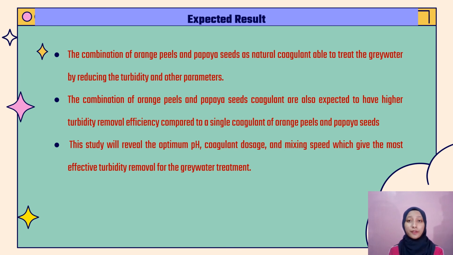The expected result for this study is that the combination of orange peels and papaya seeds as natural coagulant is able to treat the grey water by reducing the turbidity and other parameters. Next, the combination of orange peels and papaya seeds coagulant is expected to have higher turbidity removal efficiency compared to a single coagulant of orange peels or papaya seeds. Lastly, this study will reveal the optimum pH, coagulant dosage, and mixing speed which give the most effective turbidity removal for the grey water treatment.